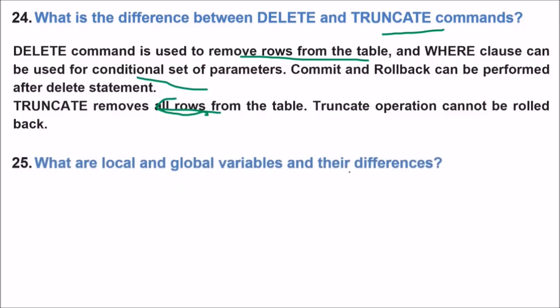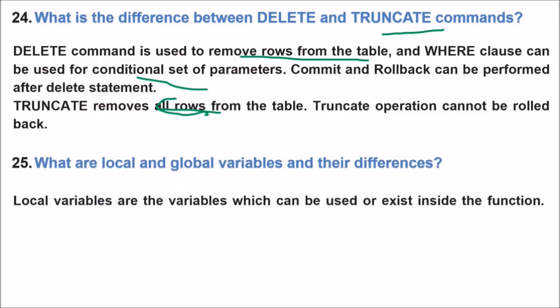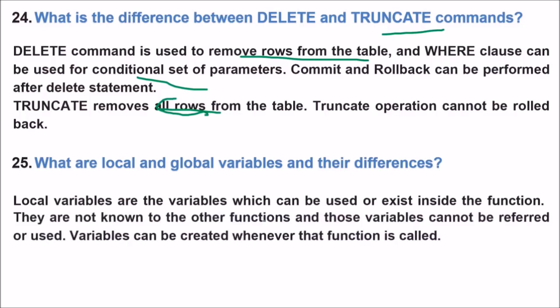What are local and global variables and their differences? Local variables are the variables which exist inside a function. They are not known to other functions, and those variables cannot be referred to or used elsewhere. Local variables are created whenever that function is called.